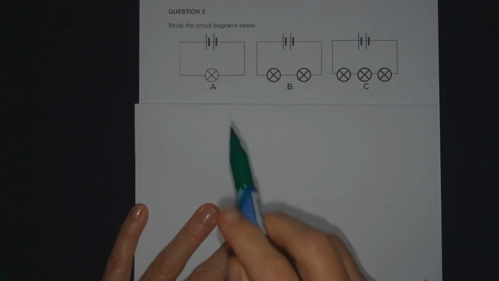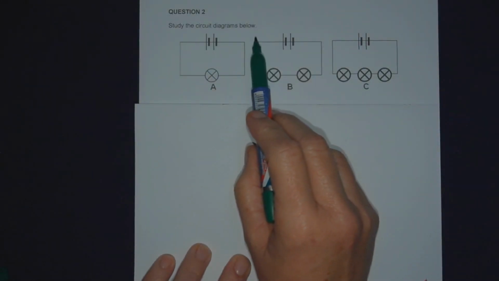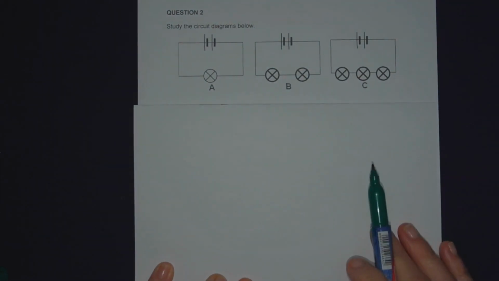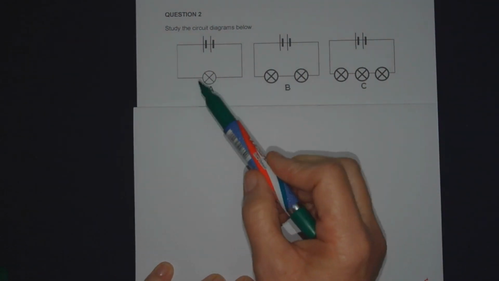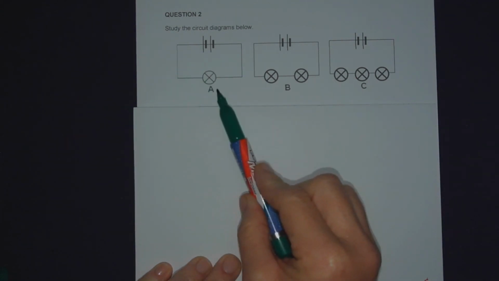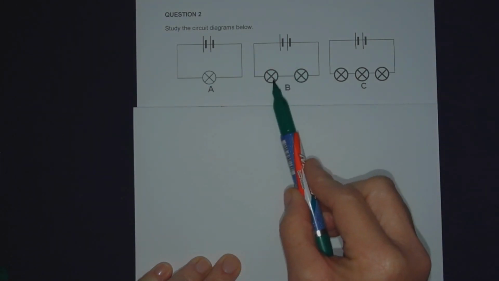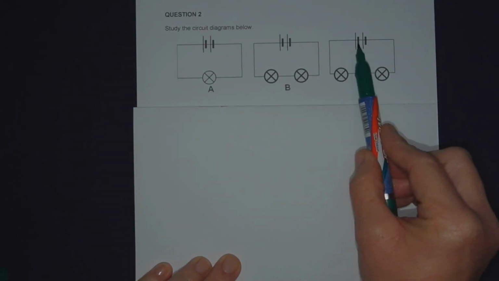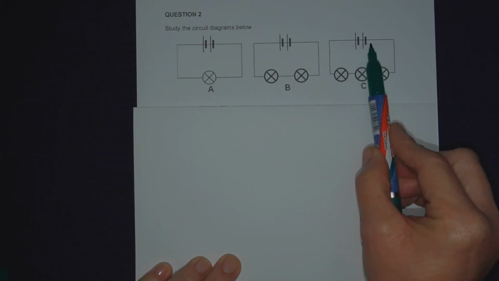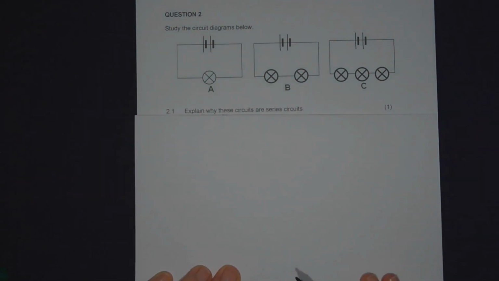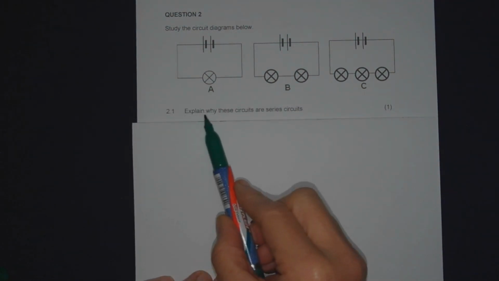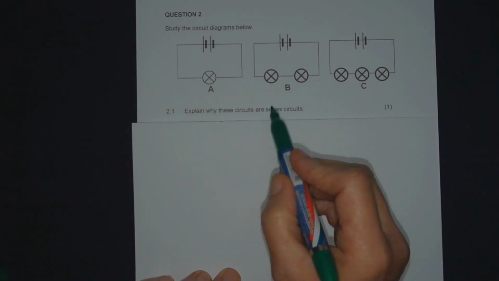Question 2, study the circuit diagrams below, and do study your circuit diagrams before you look at the question. So you can see circuit A has 2 cells and 1 bulb. Circuit B, 2 cells and 2 bulbs in series. Circuit C, also 2 cells but now 3 bulbs in series. The first question, explain why these circuits are series circuits.